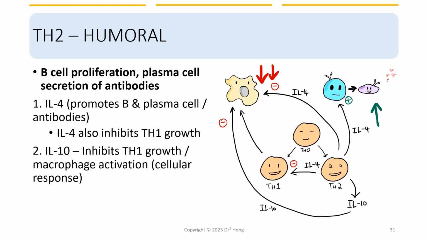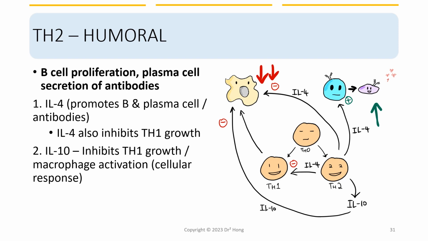And IL-4 at the same time can also inhibit Th1 growth. So here we see again the same theme. When you have more Th2 development there, you inhibit Th1. So there's a balance there. Now, other molecules that also play an important role would be IL-10. IL-10 has a role in inhibiting Th1 growth as well as inhibiting the macrophage activation cellular response.